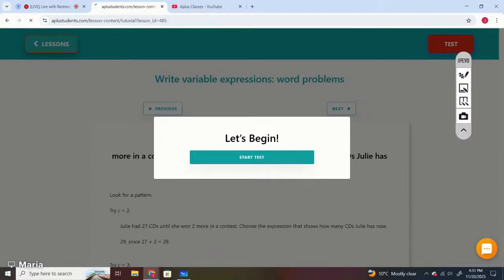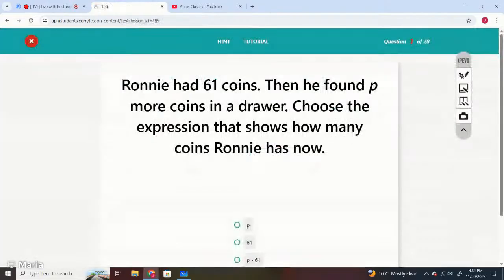So let's just start with the test questions. Read the question very carefully, then you will get your answer. You just have to understand the question.